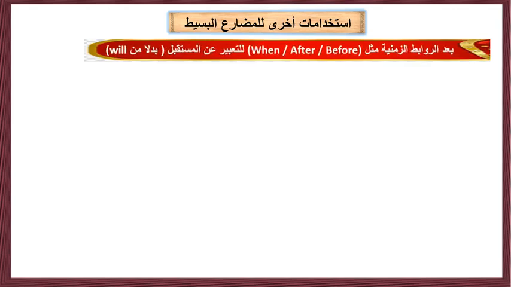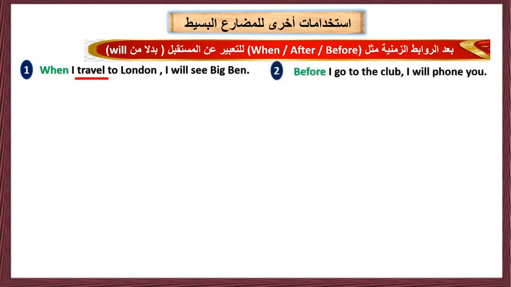Other uses of the present simple: after conjunctions such as when, after, before, to express the future instead of will. Example 1. When I travel to London, I will see Big Ben. Example 2. Before I go to the club, I will phone you.